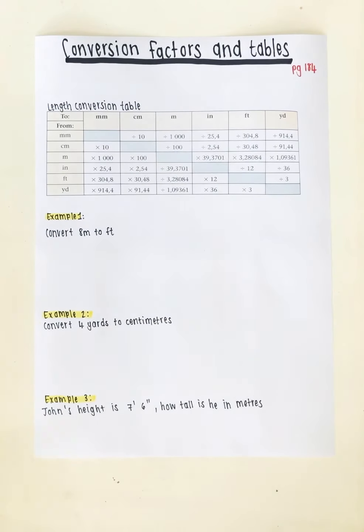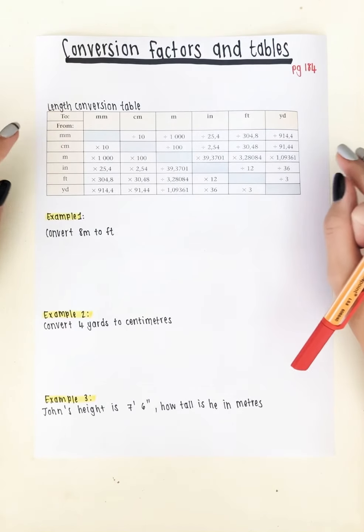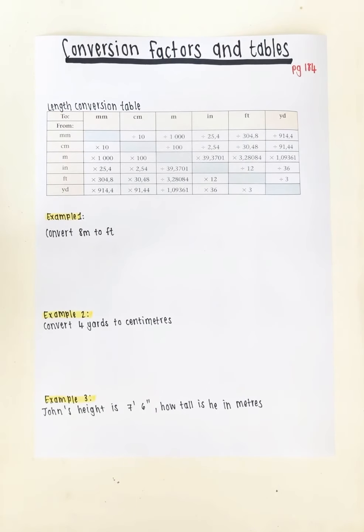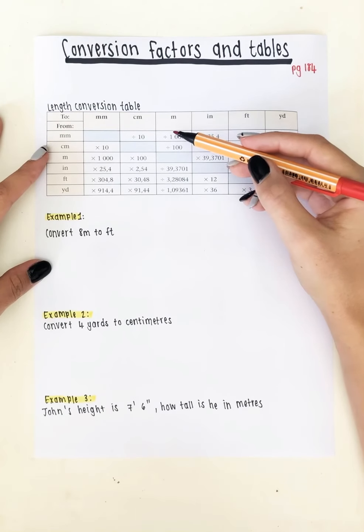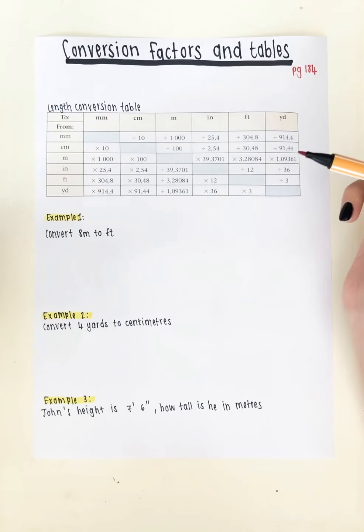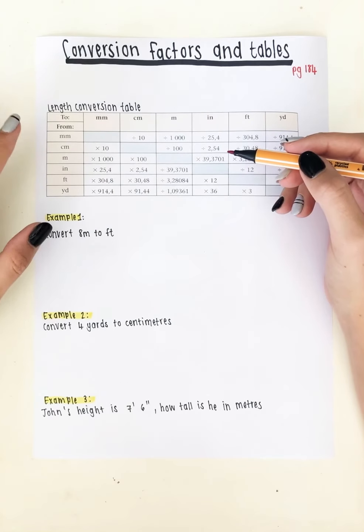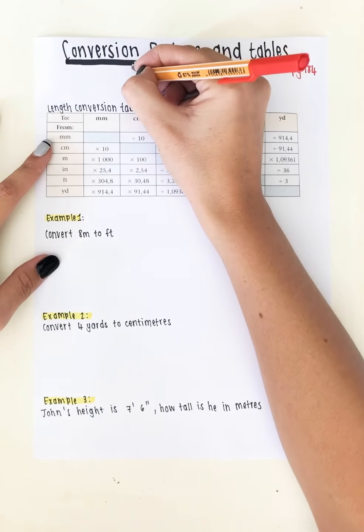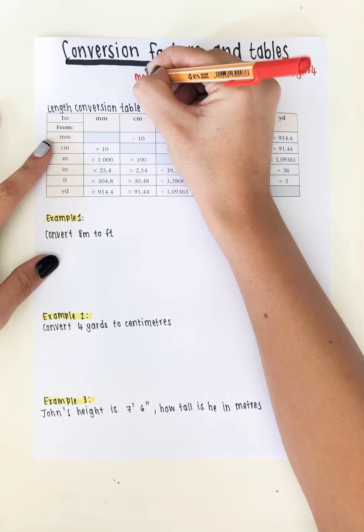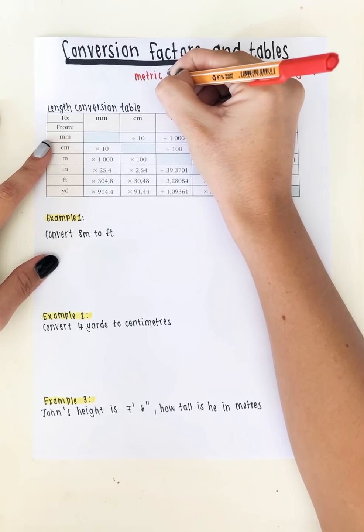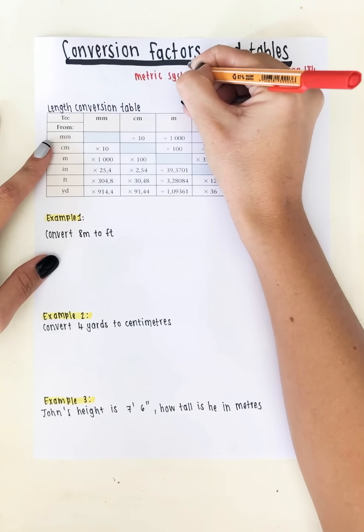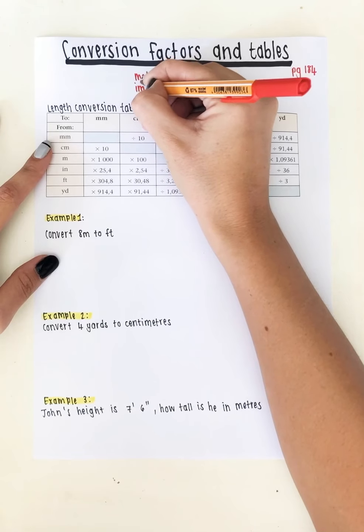Okay, you guys have been watching videos about converting different lengths, different capacities, and different volumes, areas, things like that. So now, obviously, there are two different systems that get used when measuring. So there's the metric system and the imperial system.